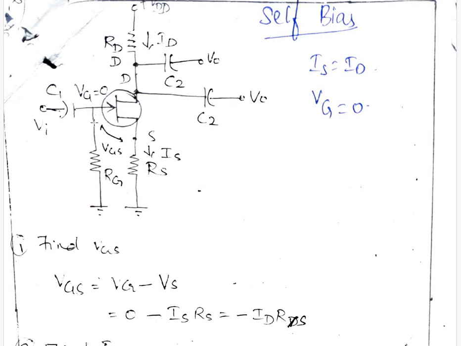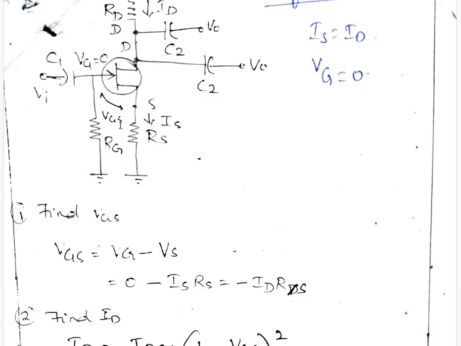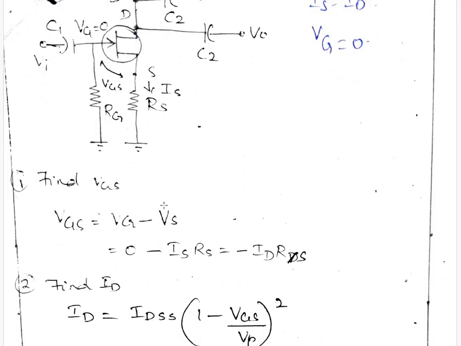So VGS, KVL in input side. VGS is equal to VG minus VS. So it is minus IS into RS, or minus ID RS. The voltage across RS is minus ID RS. And so VG minus VS, VGS is equal to minus IDRS.